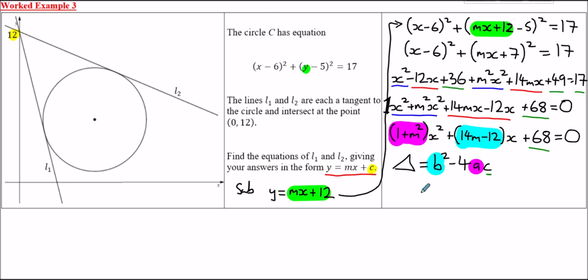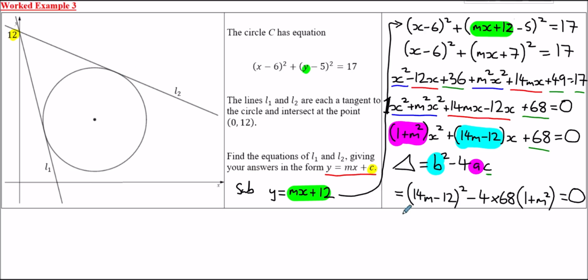So b squared, we're going to have 14m minus 12 squared minus 4 lots of a times 68, so it's going to be 4 times 68 times 1 plus m squared. And that needs to be equal to 0, because the discriminant is equal to 0 when we have a tangent meeting the circle. So now we've got a big job in terms of simplifying all this.